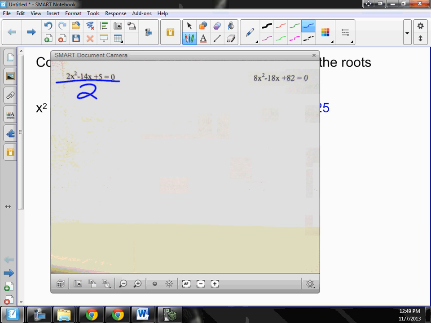So we end up with x squared minus 7x, and I'm going to move the 5 over, equals negative 5/2. And the only thing this is going to change is there will be a few more fractions, but the system is exactly the same.